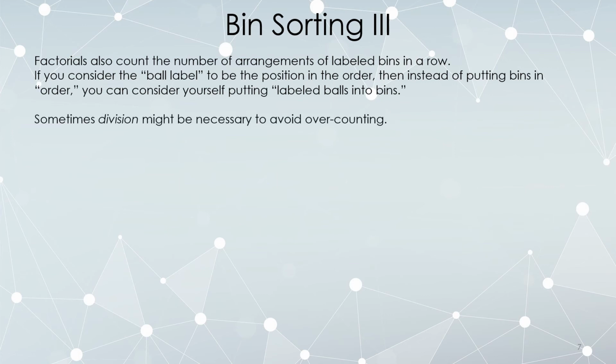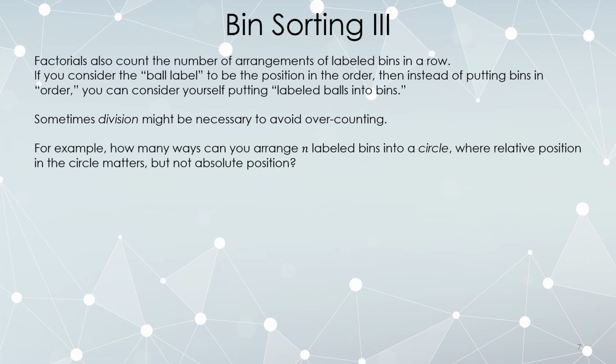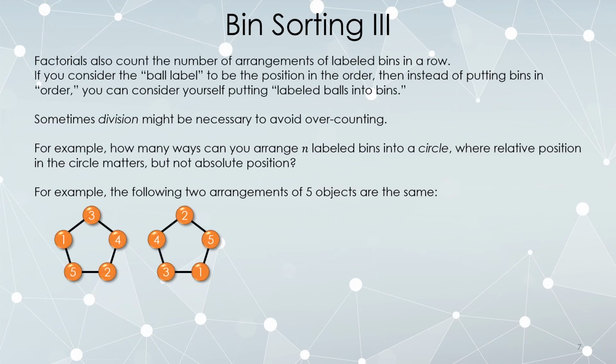Depending on the particular flavor of a problem, division might be necessary to avoid overcounting. For example, how many ways can you arrange n labeled bins into a circle where relative position is what matters, not absolute position? So for example, what I mean by this restriction, if I want to arrange 5 objects, these two arrangements are the same. Because if I start here, I can call this 1, 3, 4, 2, 5 by going in the clockwise direction, 1, 3, 4, 2, 5. Now, if I started in the same position, it would look different. But if I start here and go clockwise, I still see 1, 3, 4, 2, 5.